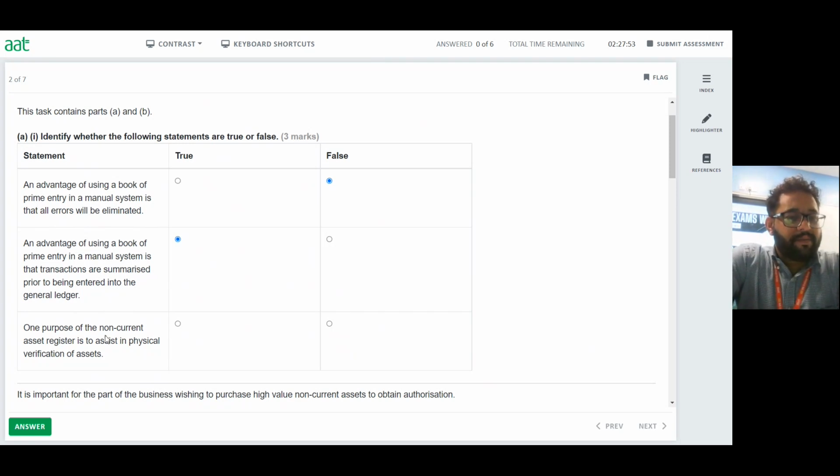The last one is: one purpose of the non-current asset register is to assist in physical verification of assets. They didn't say the only purpose of the non-current asset register.